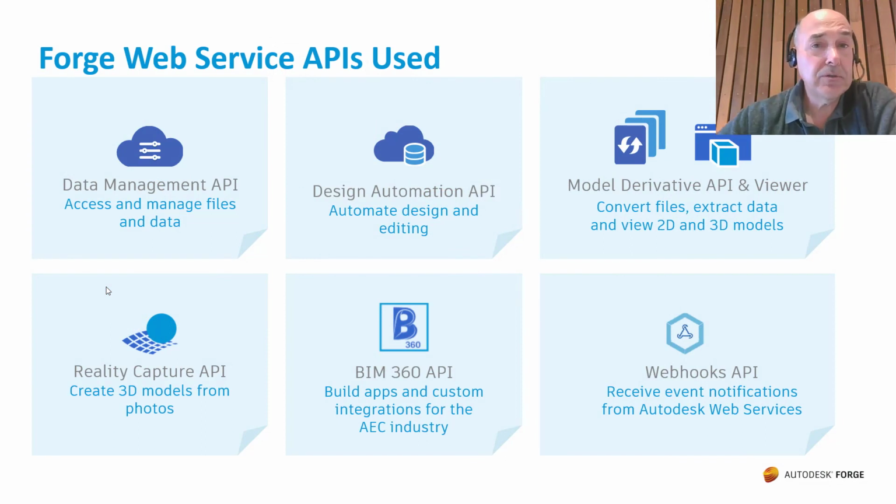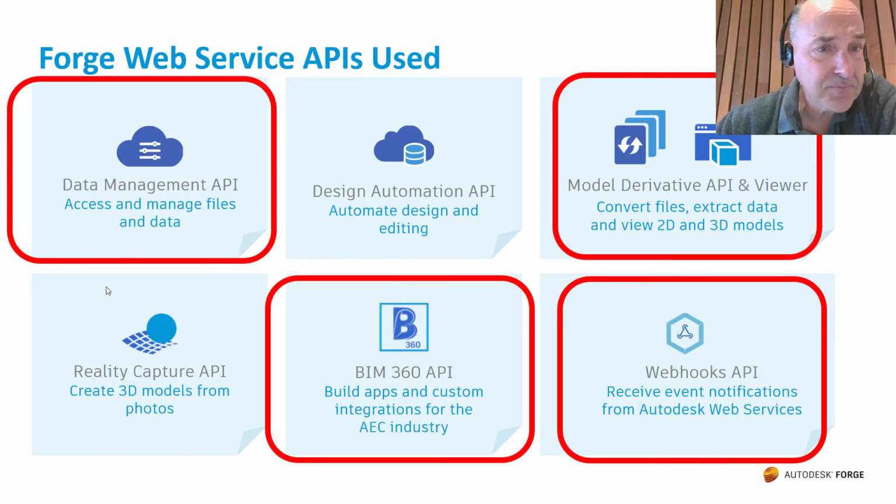So the Forge web service APIs you've seen in use with these examples. Data management API, pushing files back and forth, passing files. Model derivative, translate any of 60 different file types into something you can view or extract data out of for counting, scheduling, linking to other platforms that are part of your digital transformation. Reaching into BIM 360, which is built on top of Forge.